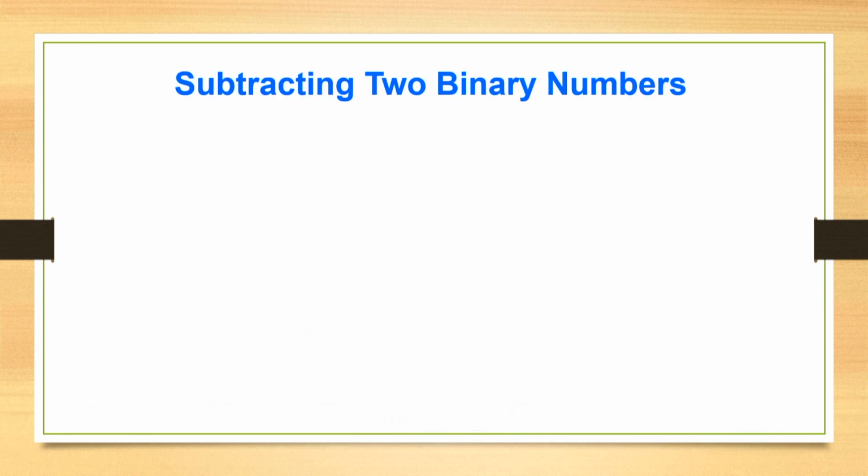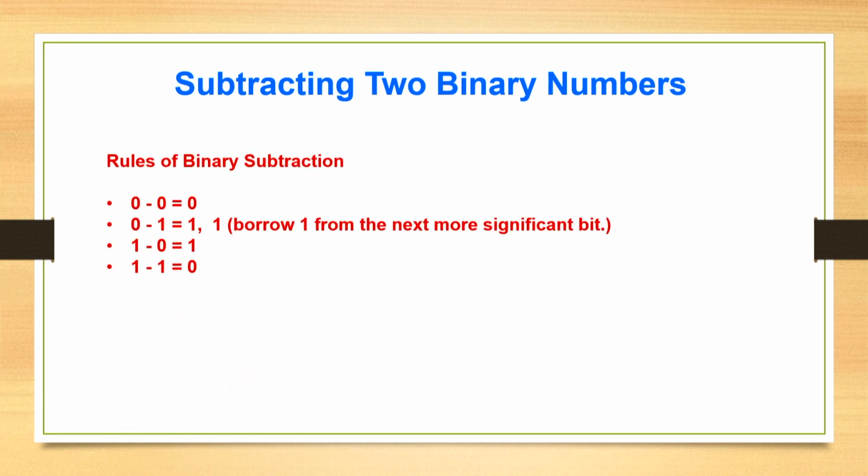Okay. So, next is subtracting two binary numbers. There are some rules that have to be followed for binary subtraction. What it says? 0 minus 0 is 0, 1 minus 0 is 1, 1 minus 1 is 0. But in the case of 0 minus 1, here you have to borrow 1, and this 1 is borrowed from the next more significant bit.